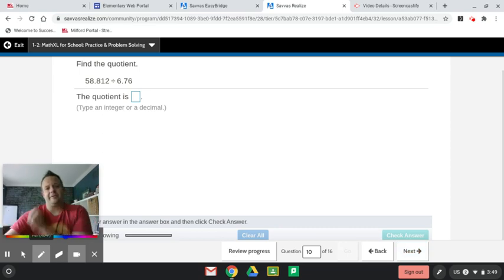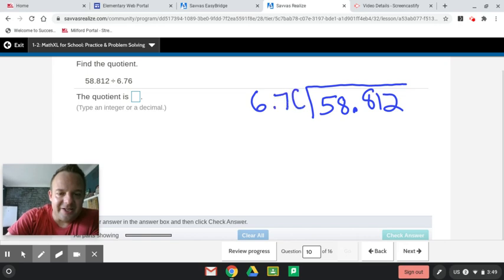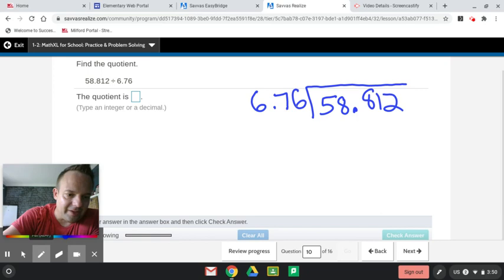Guys, look at this. The dividend, 58 and 812 thousandths, is in the division house. 6 and 76 hundredths is the divisor. Now, this is so important, so listen carefully. I'm going to even use red to enhance the importance of this. Look, you cannot have a decimal in the divisor.